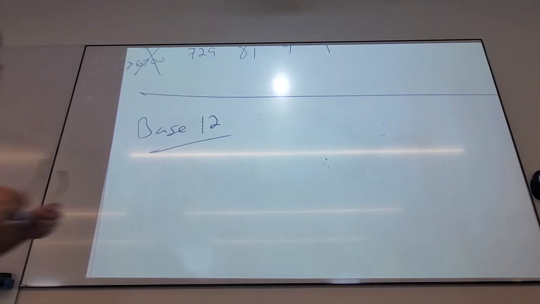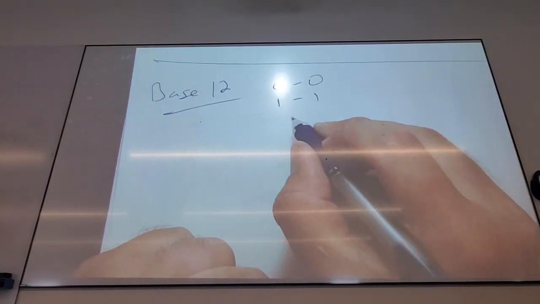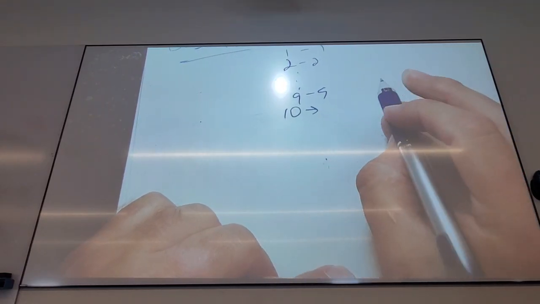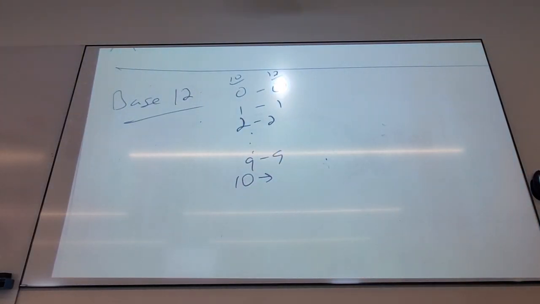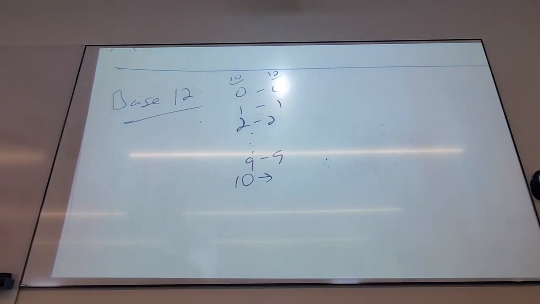So, I want to focus on this one because the book does something really dumb, but it'll be okay. So base 12. We have 0, 1, 2, up to 9, but then 10 needs to become a single symbol. This is base 10, this is base 12. The book stupidly calls 10 T. Now, on one level, you're like, what's wrong with calling 10 T?